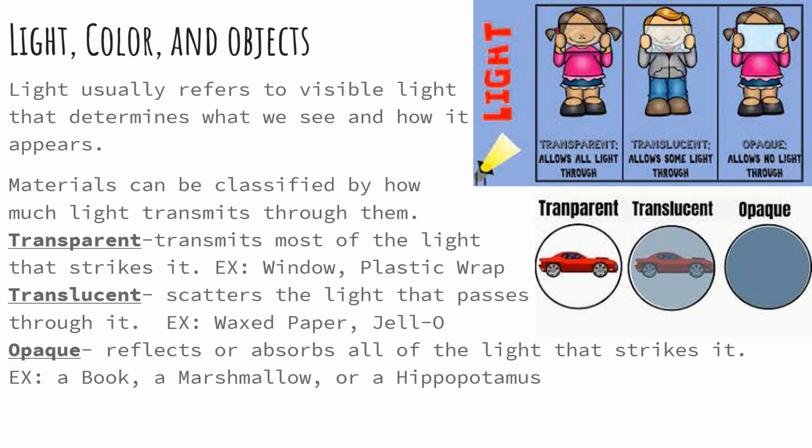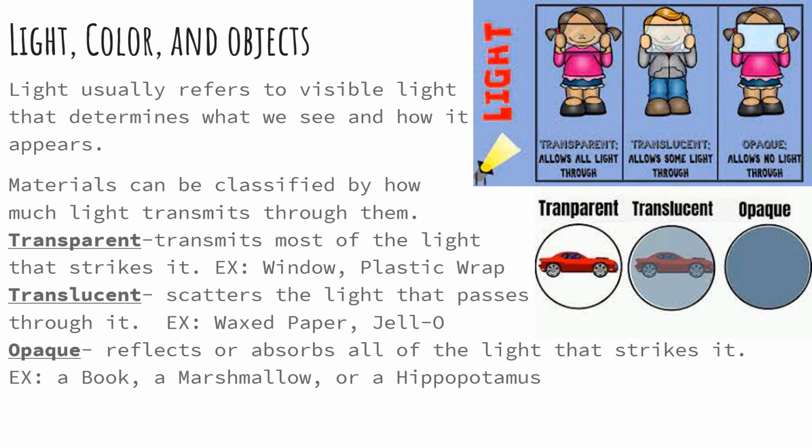Alright, so continuing on, light, color, and objects. Light usually refers to visible light that determines what we see and how it appears. Materials can be classified by how much light transmits through them. Transparent means that it transmits most of the light that strikes it. An example is a window or plastic wrap. Translucent means that it scatters the light that passes through it. Examples are wax paper, Jello.